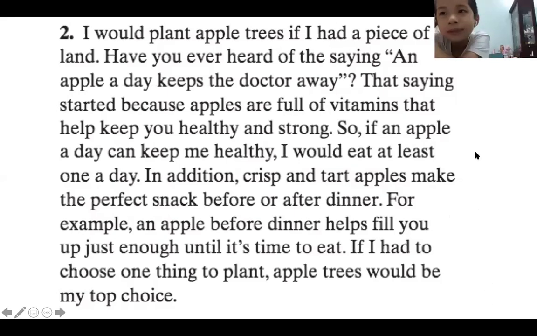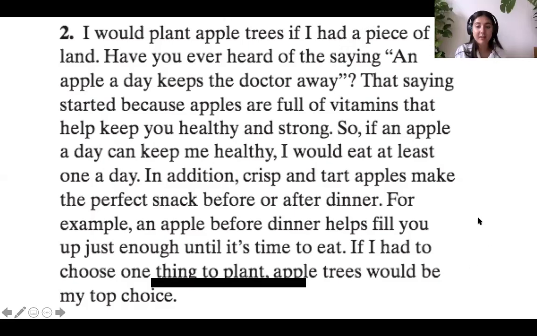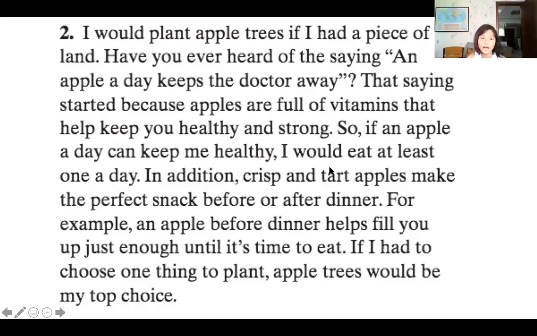It could be better by having more linking words. Yeah, I would definitely agree with that. You guys know I'm an adjective monster. I'm also a linking word monster. And yes, I don't think it has as many linking words as we could have. Where could we have some more linking words? Okay, Katie, go ahead. Where could we add one in? I would plant apple trees if I had a piece of land. For example, have you ever heard of the saying, an apple a day keeps the doctor away?